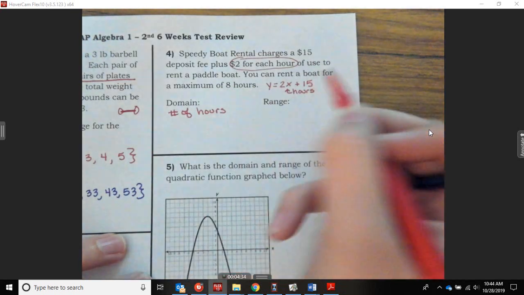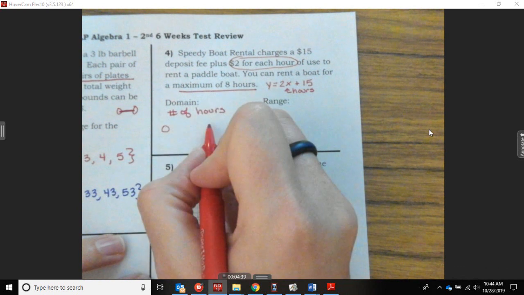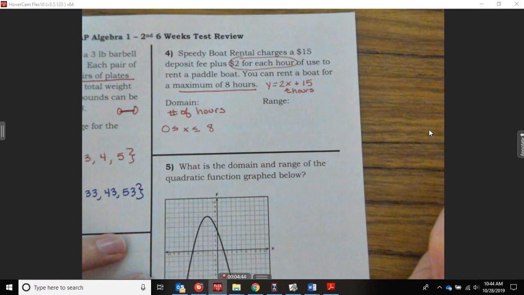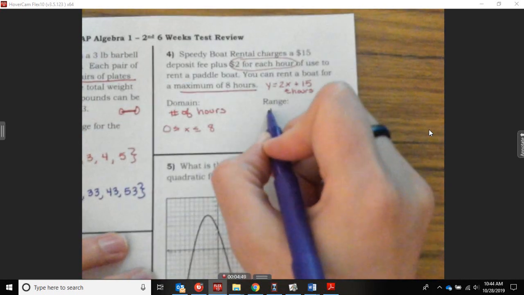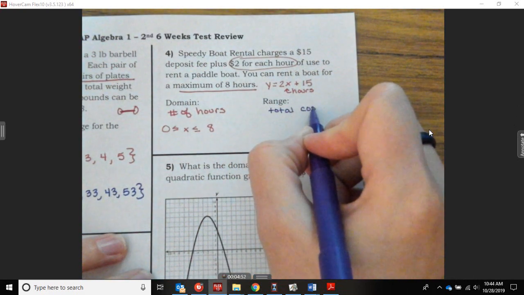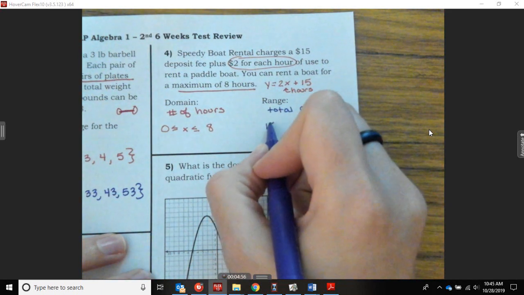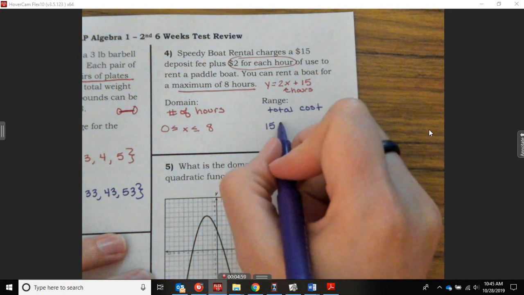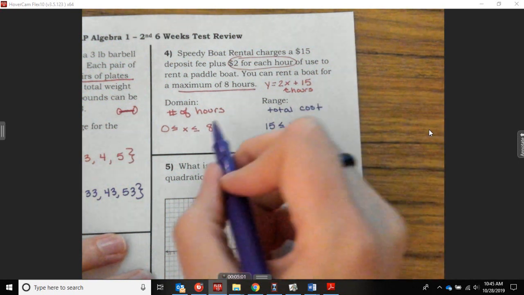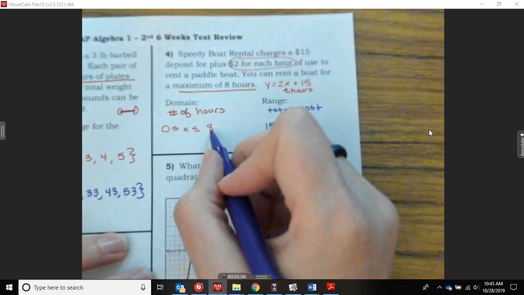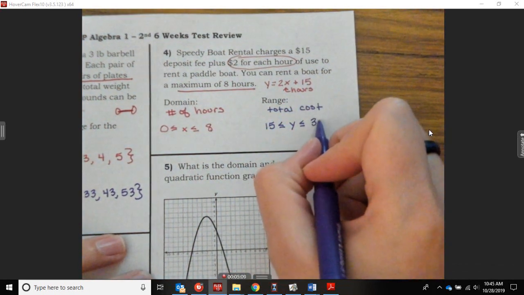And so how many hours can we rent the boat? For a maximum of 8 hours. So from 0 to 8. And we can have everything in between, so we use the inequality symbols. The range is the total cost. So if I don't actually go out for 8 hours, I still paid $15 for the boat rental. And the range is your y. And then if I do rent for the whole 8 hours, 2 times 8 plus 15 is 31.